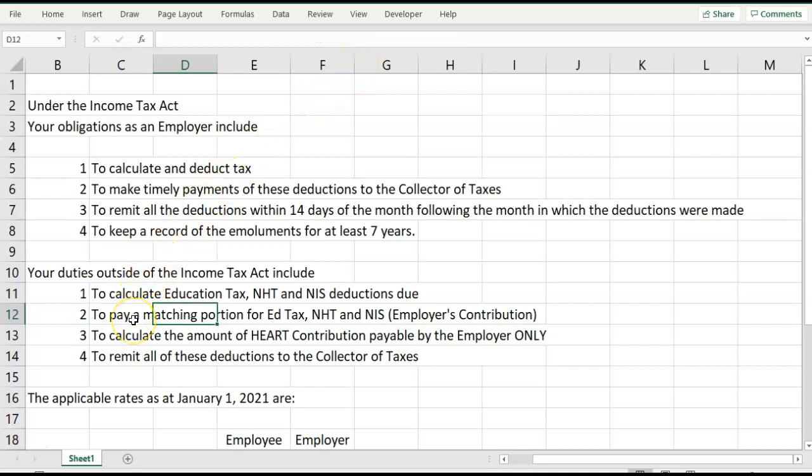In addition to that, the employer has to make payments called HART payments, HART contribution, and these monies are used to fund the HART Trust NCA. So these HART contributions are only in relation to the employer, and when you are doing the payslip, you will see how that pans out. And at the end of the day, all of these deductions must be paid over to the collector of taxes.